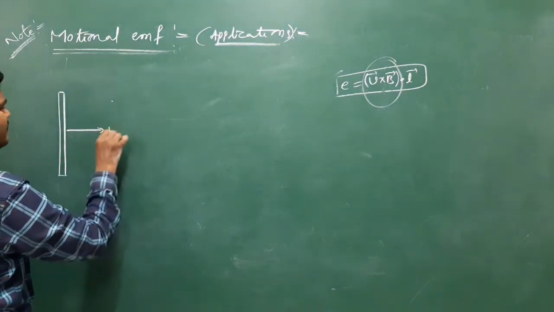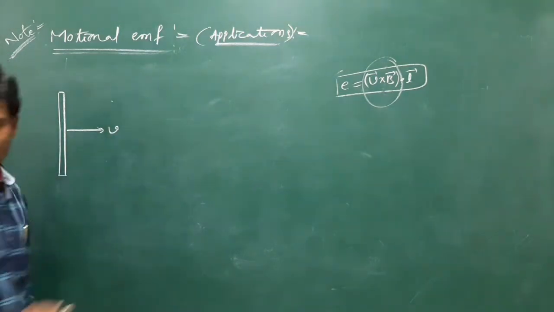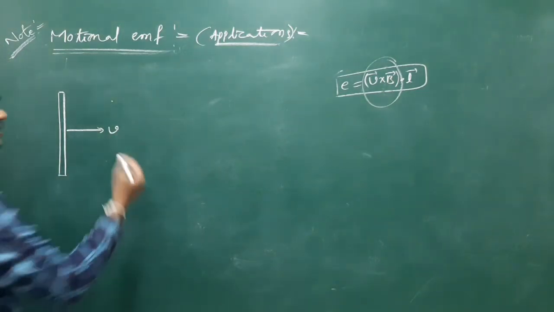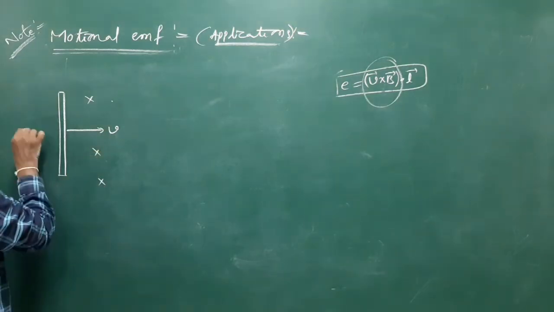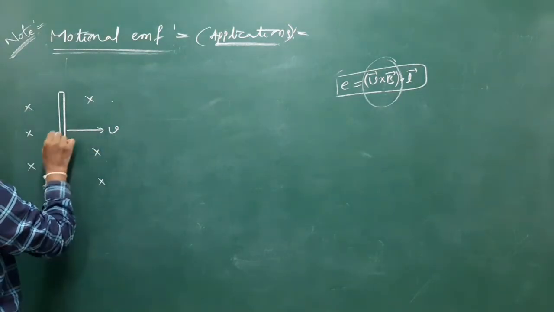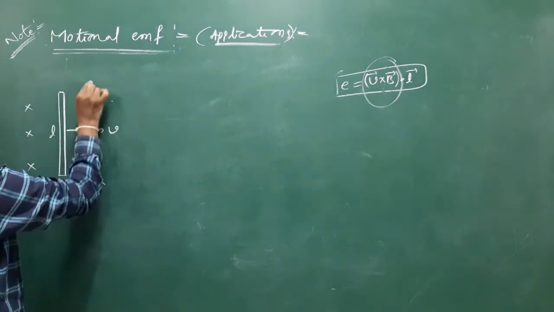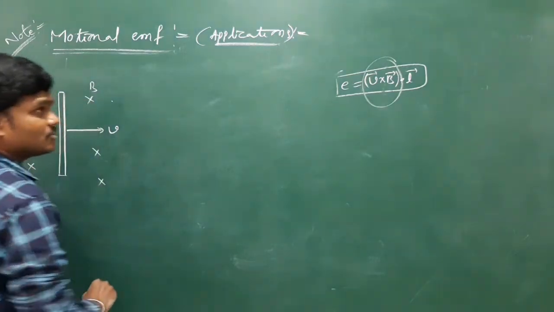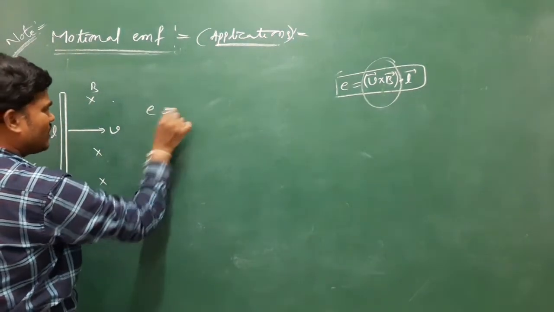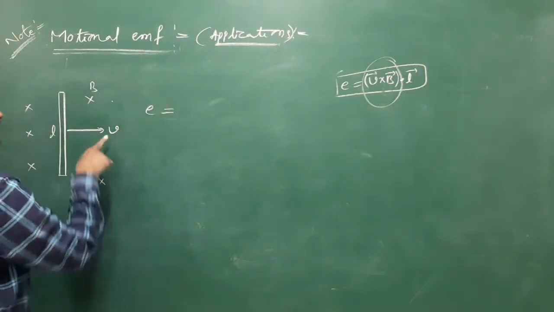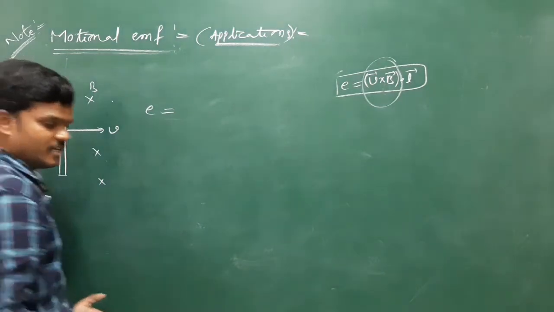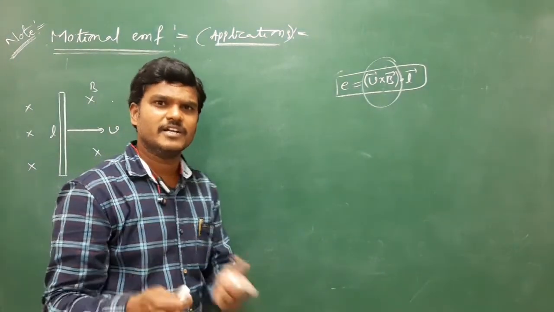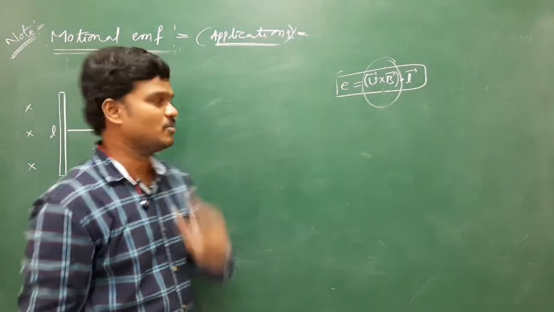moving with a speed v. Rod moving with a speed v. Magnetic field is into the board. Of course, we know the answer, and L is the length. Field is into the board. Anyhow, the answer is BVL. Clear? Because V, B, L all are perpendicular to each other. If all are perpendicular, then directly you write BVL, direct formula.